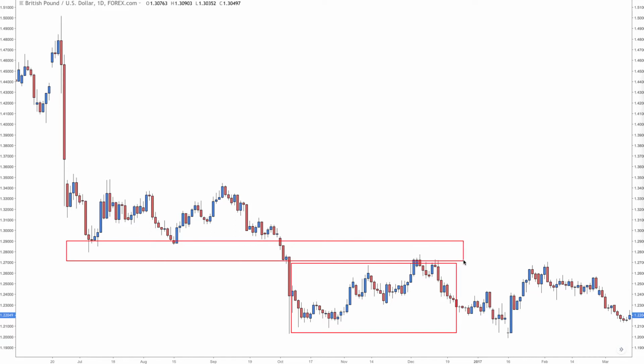All you'd be doing is waiting, if you trade support and resistance, for levels of resistance. That's all you needed to do, right? There was no need to buy.